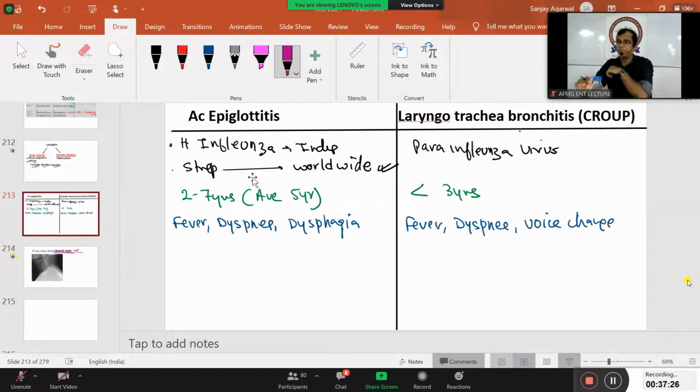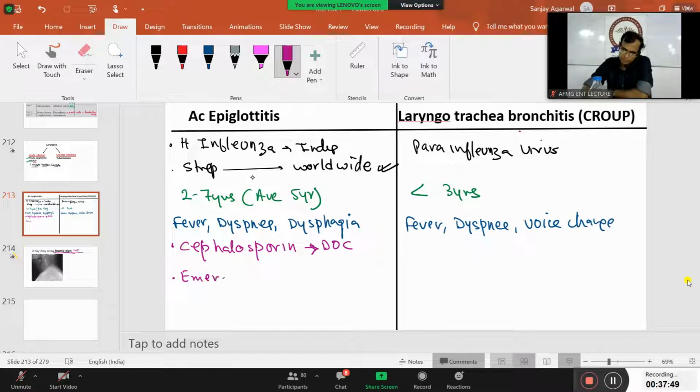And the last thing is the treatment. See, epiglottitis is a bacterial disease, and therefore you have to give antibiotics like cephalosporins. This is a drug of choice. But if the patient comes in emergency with severe distress, then the first thing that we do is we give steroids. If the steroid is not useful, we do tracheostomy.